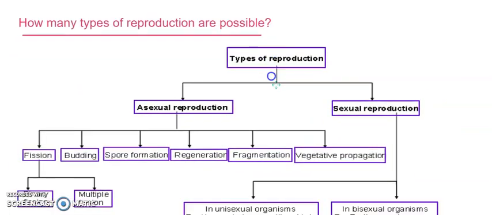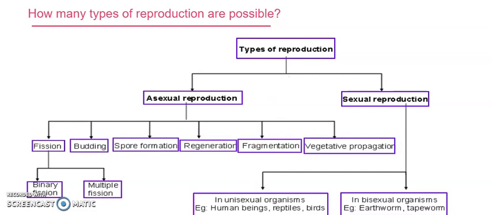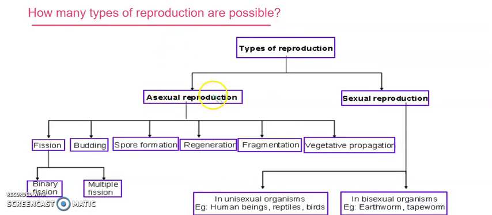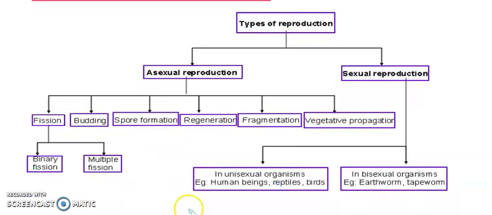So how many types of reproduction do we have? Basically, reproduction is divided into 2 types: asexual reproduction and sexual reproduction. Asexual reproduction is further divided into fission. Fission is further divided into binary fission and multiple fission. Fission means, in biology, breaking up. Binary fission, bi means two, so binary fission means breaking up of the organism into 2 parts. The next is multiple fission, which means breaking up into many different forms.